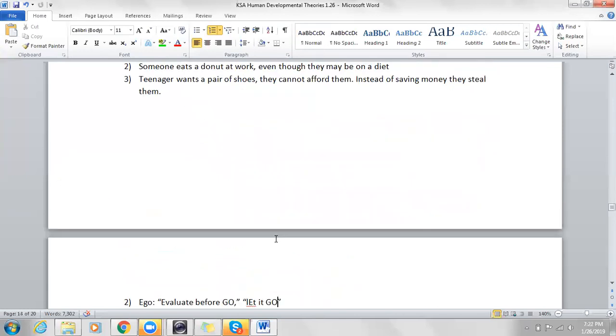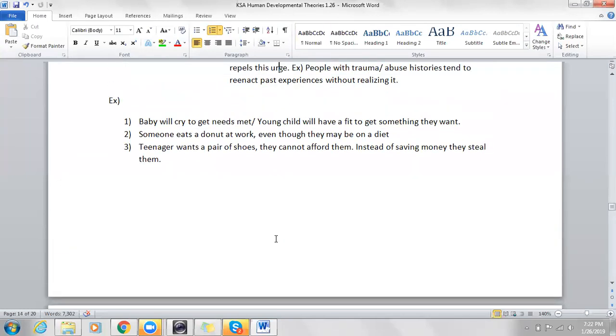So examples of the id could be like a baby will cry to get their needs met, or a young child will have a fit for something they want. Someone eats a donut at work, even though they may be on a diet. They don't think about it in the moment. They just act on their limbic system. So a teenager wants a pair of shoes. They can't afford them. Instead of saving the money, they just steal them. Very impulsive.